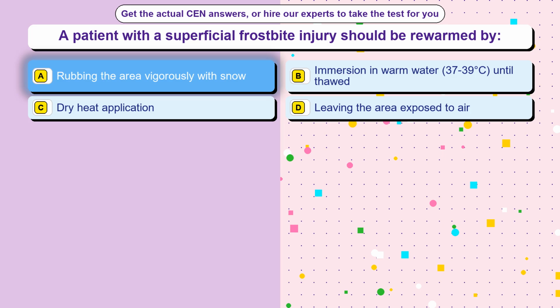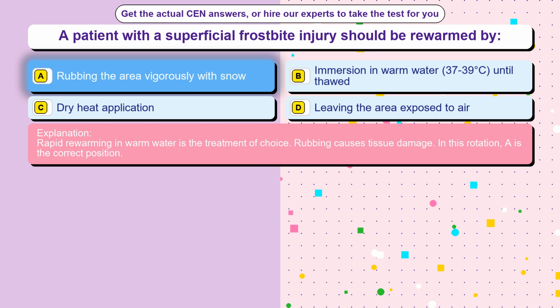The correct answer is option A. Rubbing the area vigorously with snow. Rapid rewarming in warm water is the treatment of choice. Rubbing causes tissue damage. In this rotation, A is the correct position.